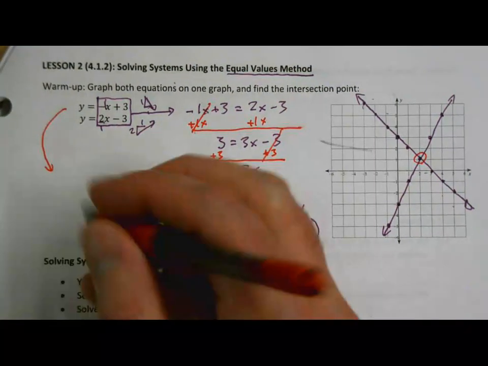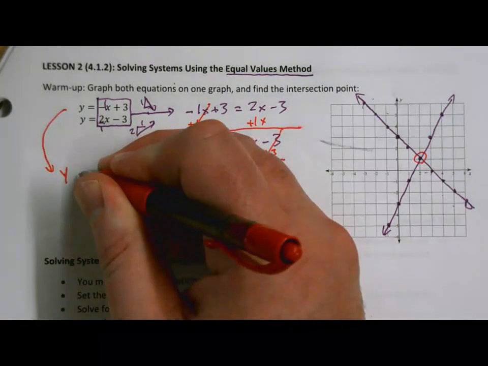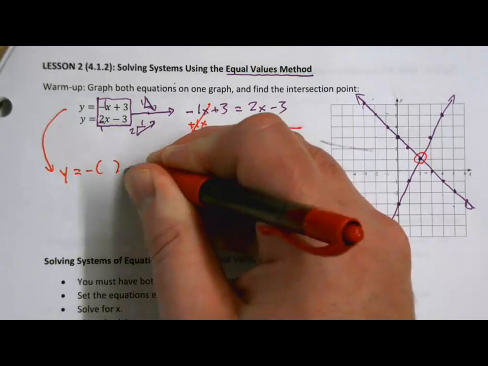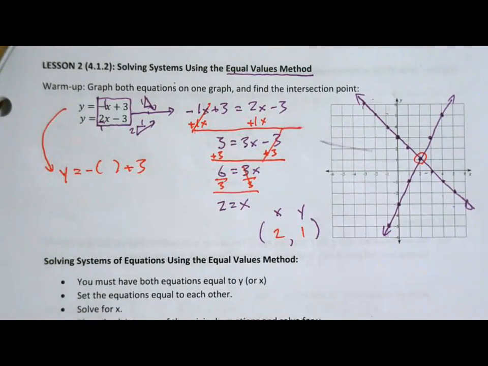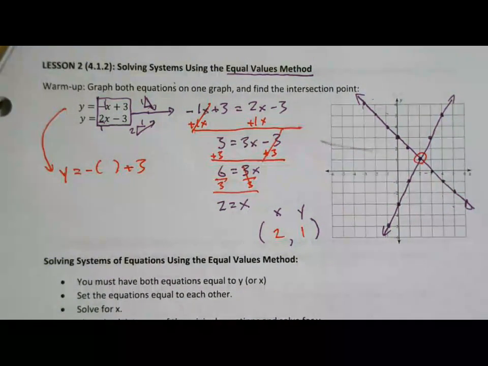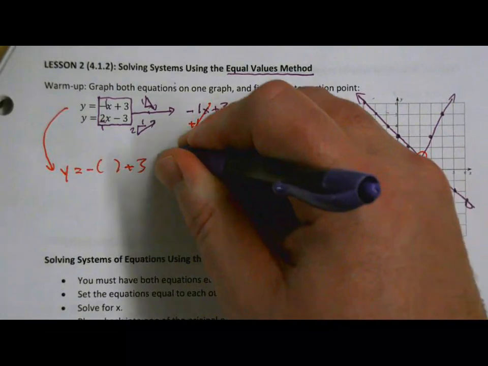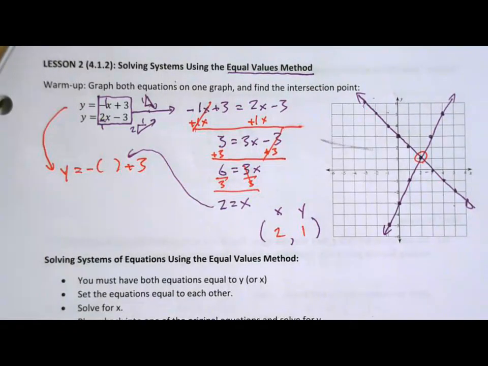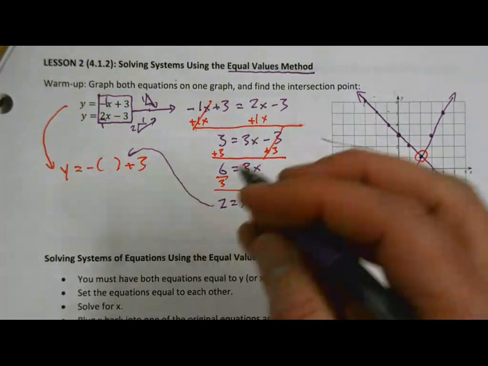So I'm going to write down that top equation here, but I'm leaving my x out. y equals negative x plus 3. And what do you suppose we're going to put in for x? We're going to put 2 in for x. That's what we just found for x was 2. You need to be writing this down. Thank you.